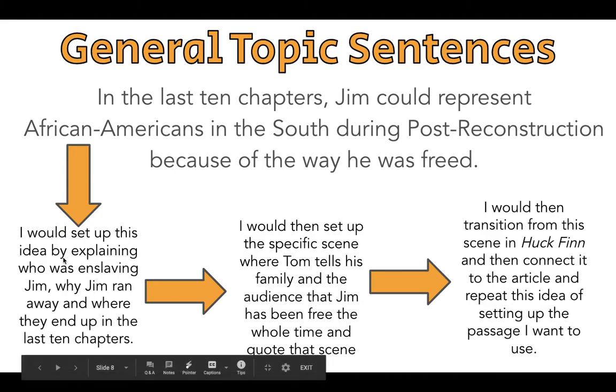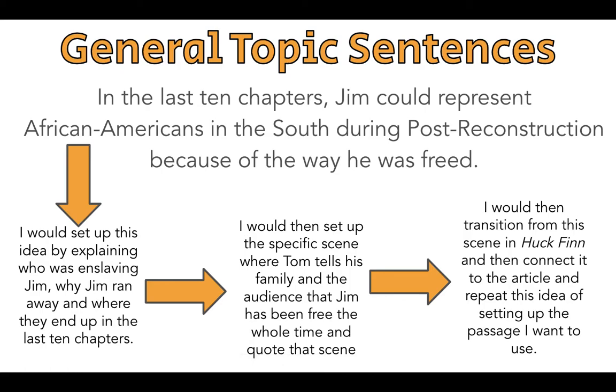It might be very simply: Jim was owned by a woman named Miss Watson. And when he learned that she was going to sell him and take him away from his family, he decided to run away. He meets up with Huck and they go down the river until Jim gets captured in the state of Louisiana. That's 2 sentences right there. And I just summed up most of what you need to know about Jim and why he left and those kinds of things. Pretty simple.